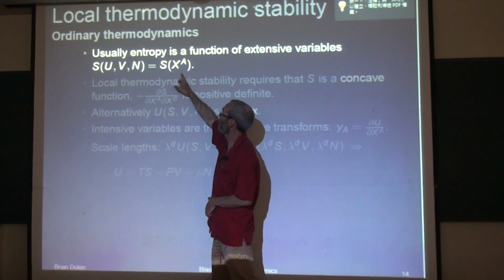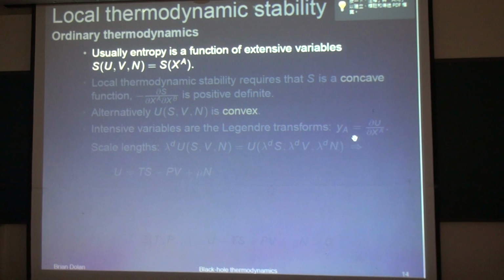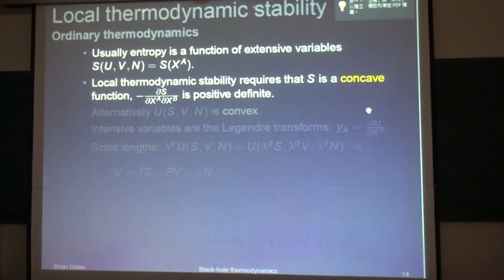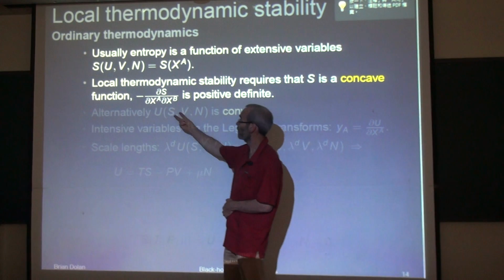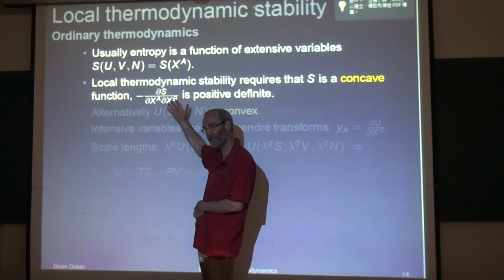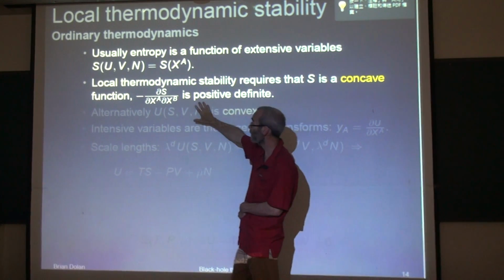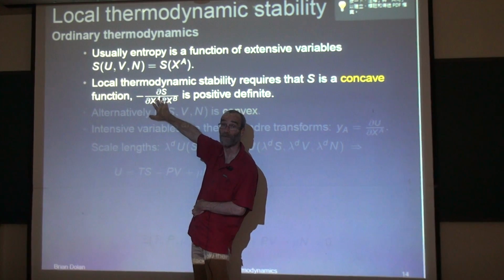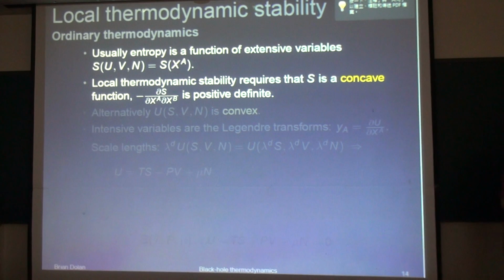I'll generically denote the extensive variables by X_a. Local thermodynamic stability would demand that the entropy is a concave function of its arguments. So if we work out the matrix of second derivatives, then that should be a negative definite matrix, or the negative of this should be positive definite, so all the eigenvalues of this should be positive numbers. That's necessary and sufficient for thermodynamic stability.